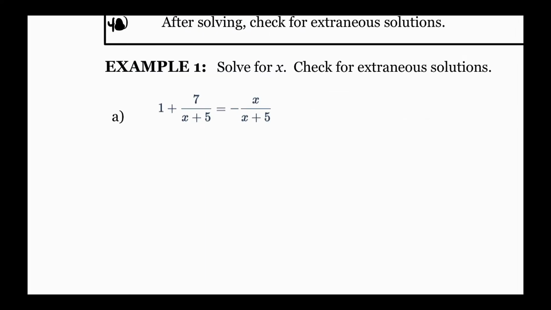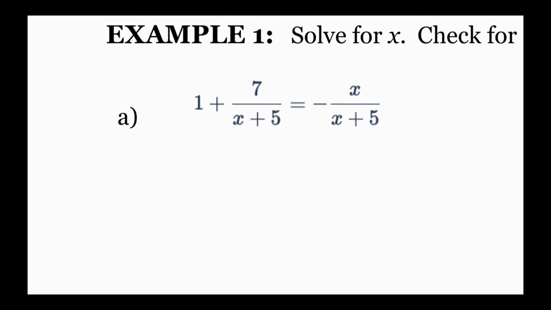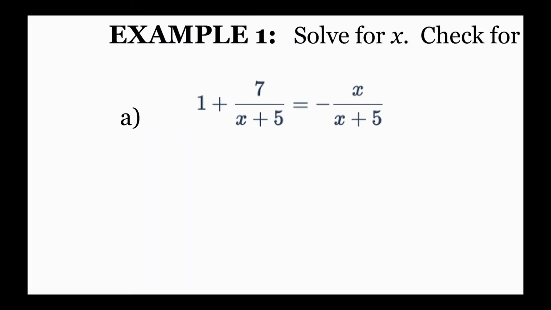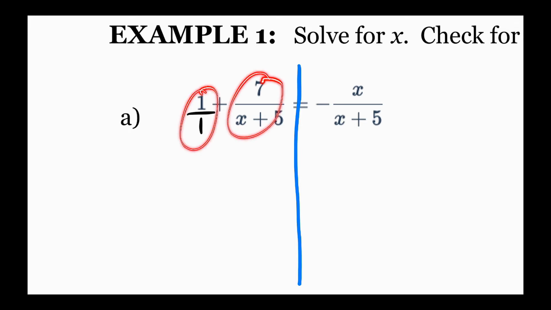All right, so example 1A, example number 1A. It's not a fraction plus a fraction, it's a 1, right? But we can make a 1 a fraction. How do we make 1 a fraction? There you go, we'll put it over 1, right? So now I have a fraction plus another fraction equaling one more fraction, okay?